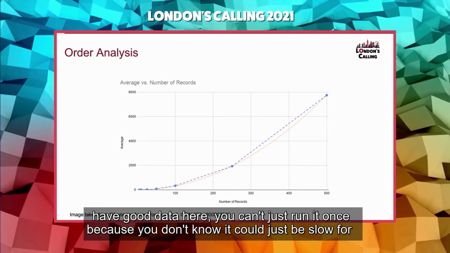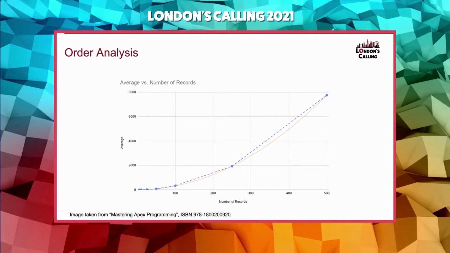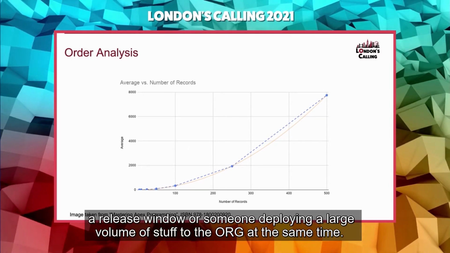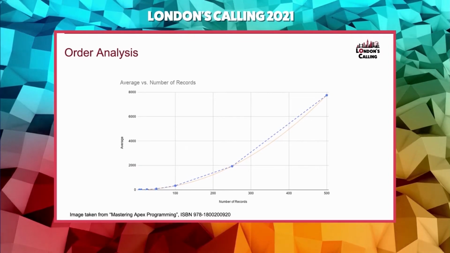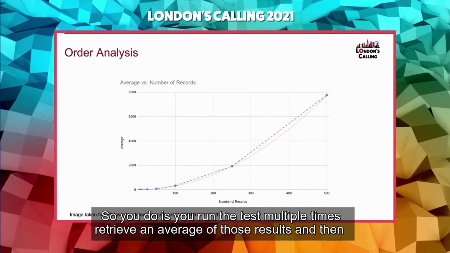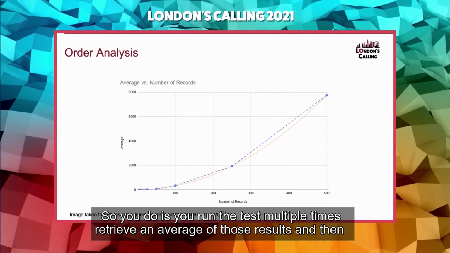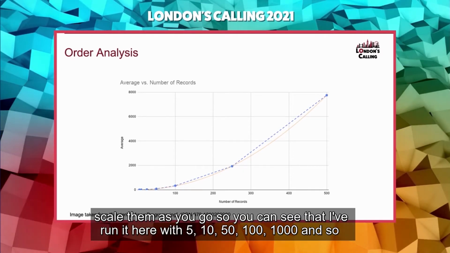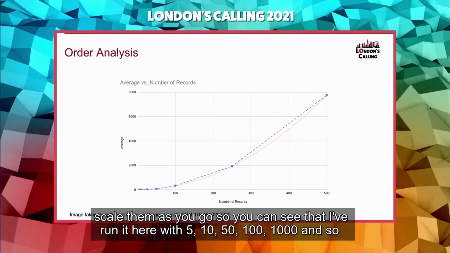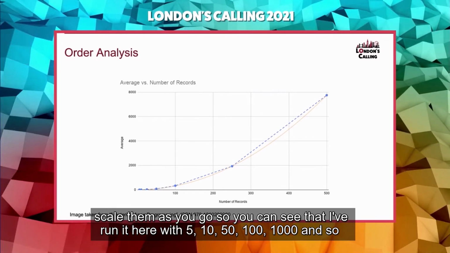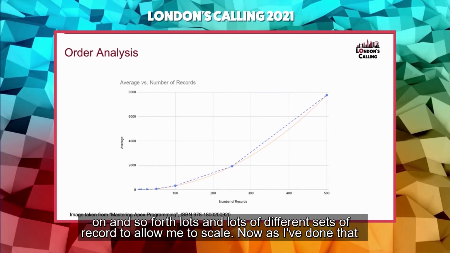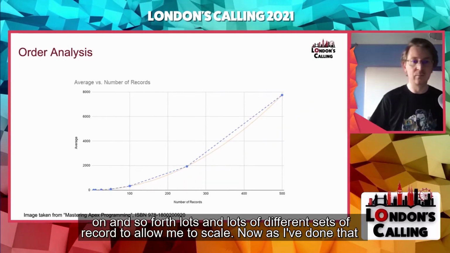Okay, you can't just run it once because you don't know. It could just be slow for a release window, or someone deploying a large volume of stuff to the org at the same time. Okay. So what you do is you run the test multiple times, retrieve an average of those results, and then scale them as you go. So you can see that I've run it here with 5, 10, 50, 100, 1,000, and so on and so forth. Lots and lots of different sets of records to allow me to scale.